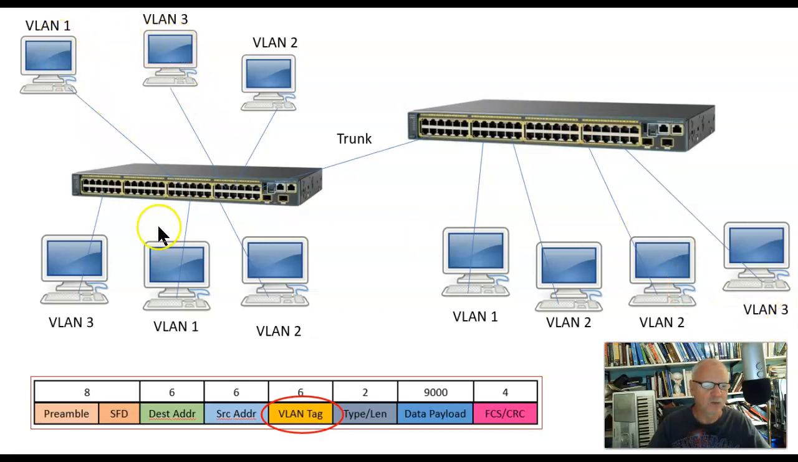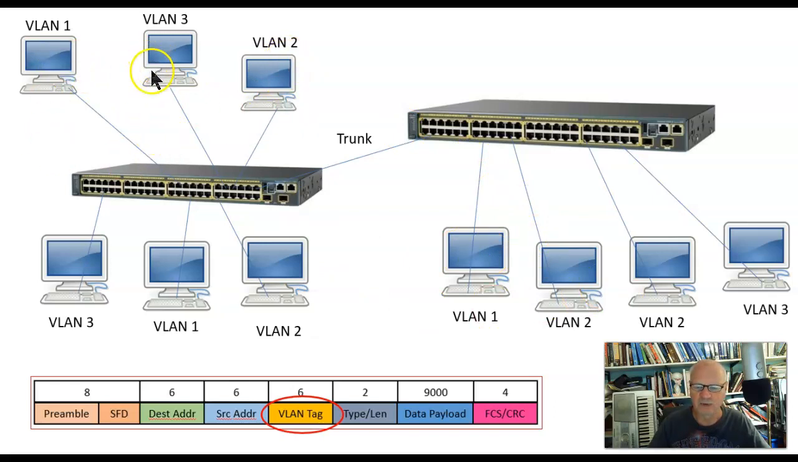Now VLAN 1 devices, VLAN 1 computers, can all talk to each other. They're all on the same subnet. But VLAN 2 is on a different subnet. I've got two of them over here, I've got one over here, I've got one up here. They're all on a different subnet from VLAN 1. They can talk among themselves, but they cannot talk to anything on VLAN 1.